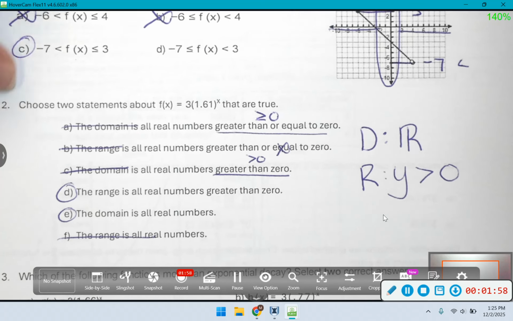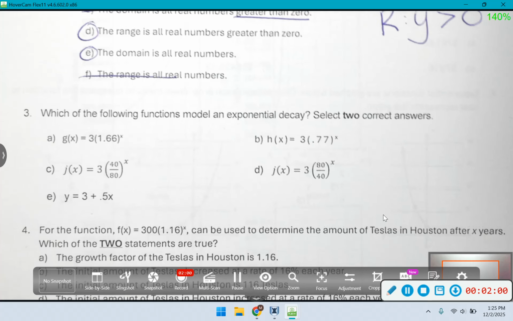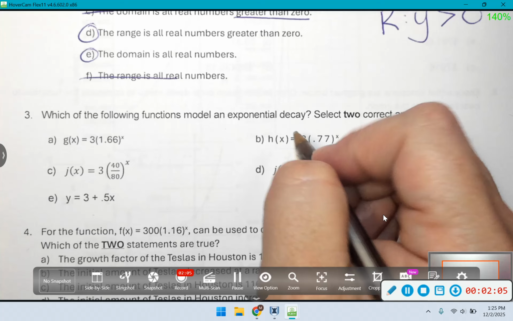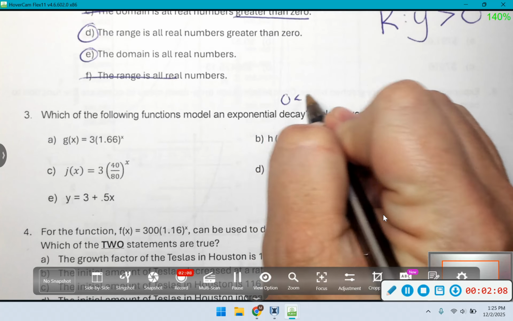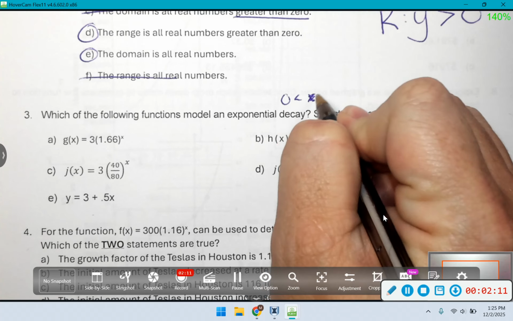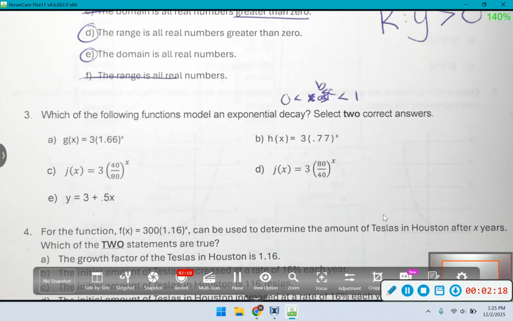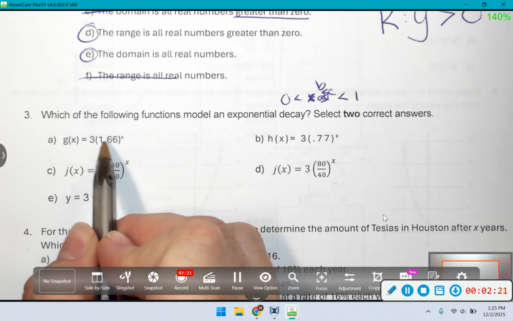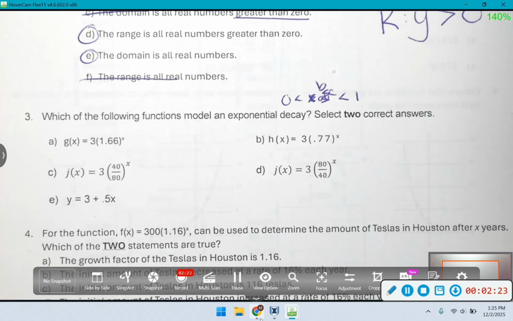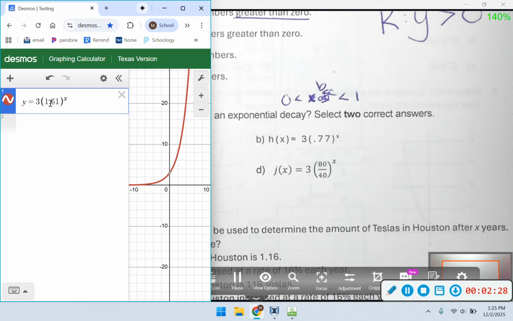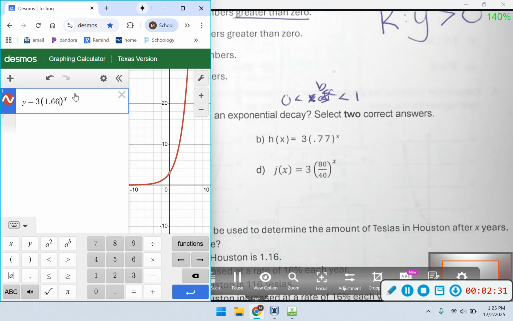Okay, looking at number 3, which of the following functions model an exponential decay? So the big thing to remember is that our decay factor has to be between 0 and 1. Sorry, losing my mind. Well, this is 1.66, so that's not decay. But if we forget, y'all, use your calculator. So if I type that answer, 3 parentheses 1.66, that is growth. So A is wrong because that's growth.